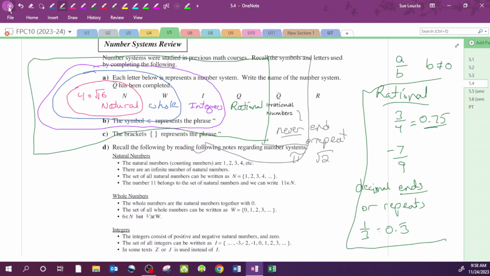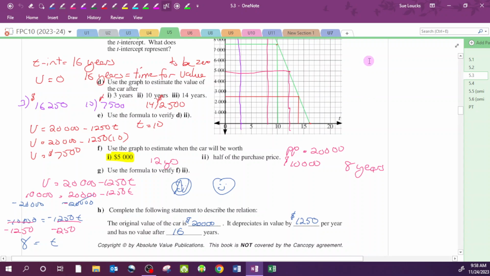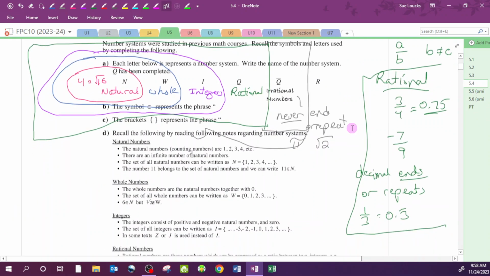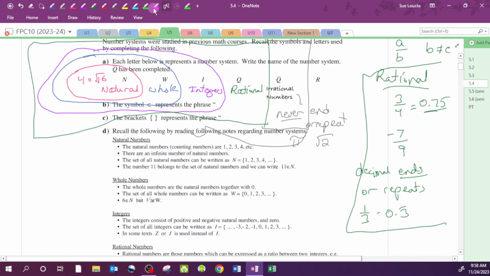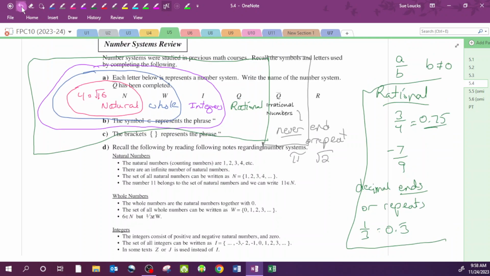Oh, I wanted red for that. Sorry, hit the wrong button. Undo. Okay, and red. So this is the real numbers. So the real numbers is all of those numbers. Basically every number you've ever seen in your life is a real number.